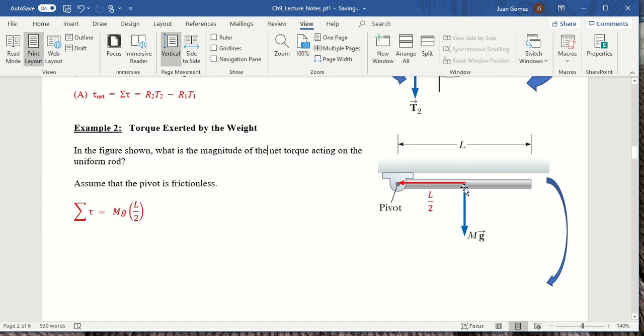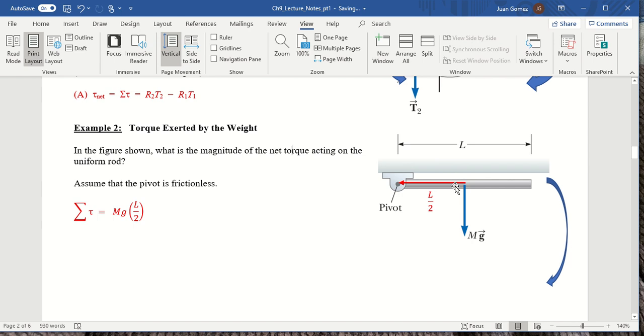So mg, that's the way, in other words, the rod is released from rest. It's got this frictionless pivot at one end. So when it's released from rest, the weight, mg, will cause the rod to rotate. I want the magnitude of the net torque. Well, the force is mg, the lever arm, the distance from the force to the pivot, is L over 2, because the rod has a length of L.